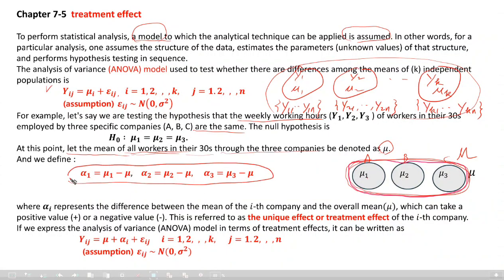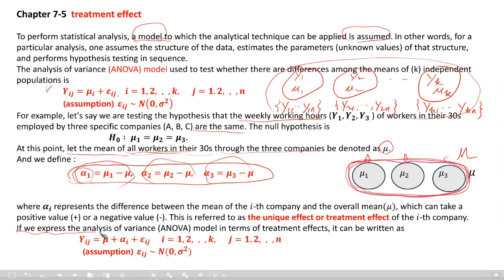Okay, it is a kind of trick. Here alpha_i represents the difference between the mean of the ith company and the overall mean mu, which can be positive or negative values. This is referred to as the unique effect or treatment effect of the ith company. We call alpha the unique effect or treatment effect.